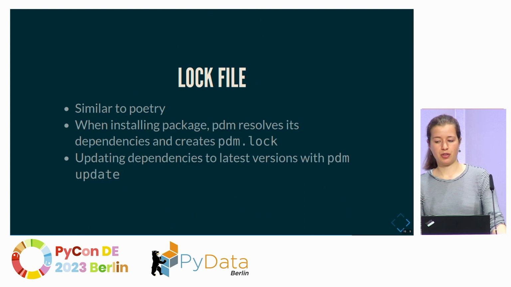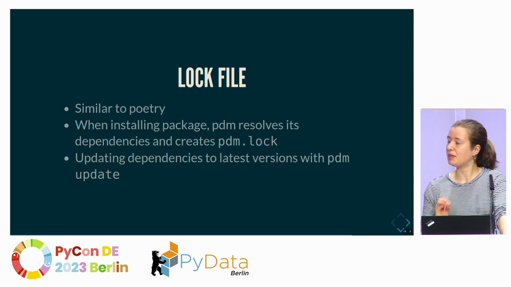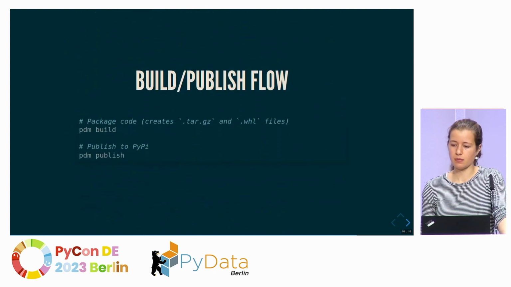And also the lock file functionality is very similar, so when you install a package for the first time, all your concrete versions, all your exactly pinned dependencies will be written to pdm.lock, and you can also update that file using pdm update. And yeah, building, publishing, very similar. You have a pdm build command. It creates the wheel and tar files, and pdm publish to put them on PyPI or another index.